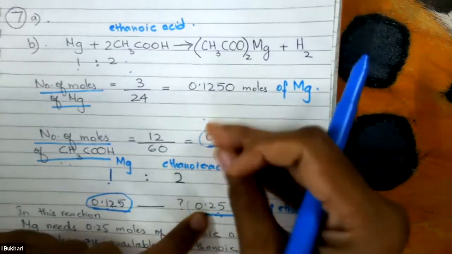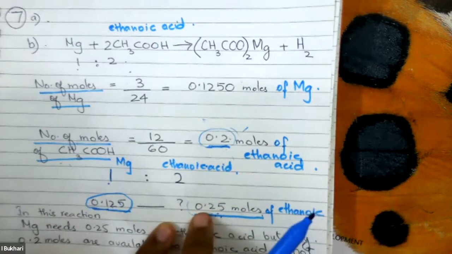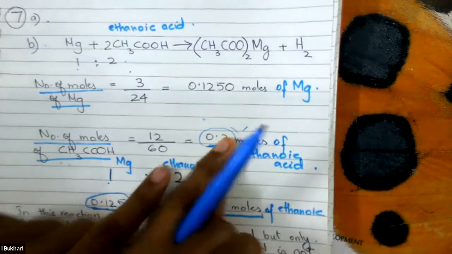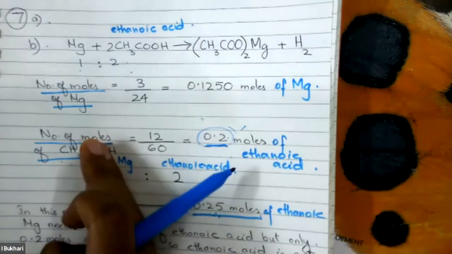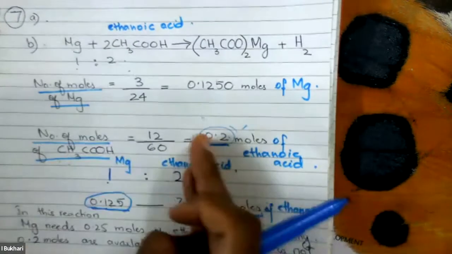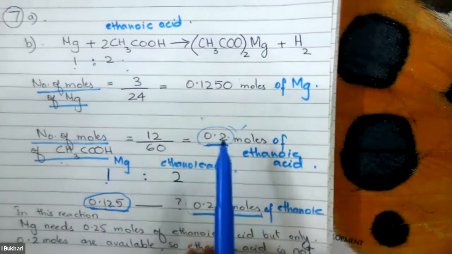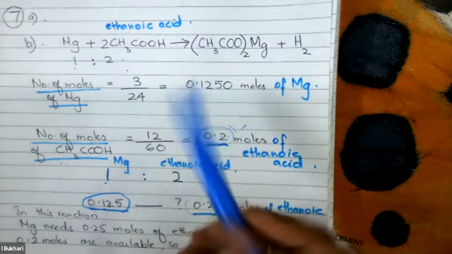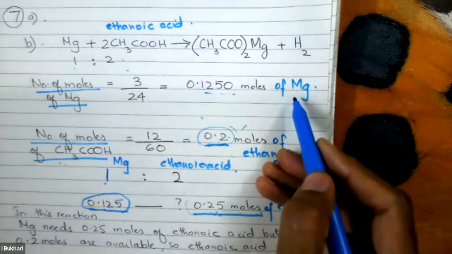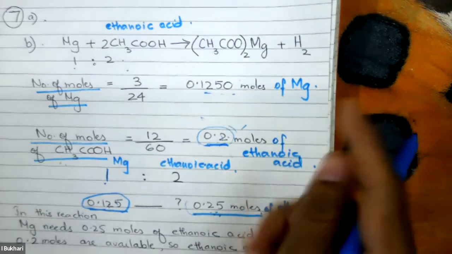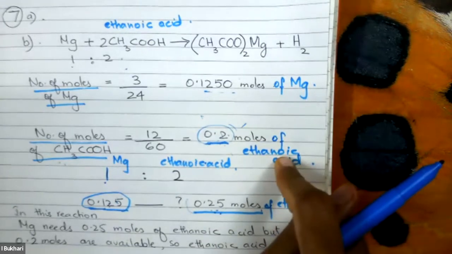There will be some magnesium left unreacted because 0.2 moles will react only in the ratio of 2:1. In the ratio of 2:1, half of 0.2 is 0.1, so they will react with only 0.1. Then you will have the rest of the moles of magnesium left. So that means magnesium is in excess and ethanoic acid is the limiting factor.